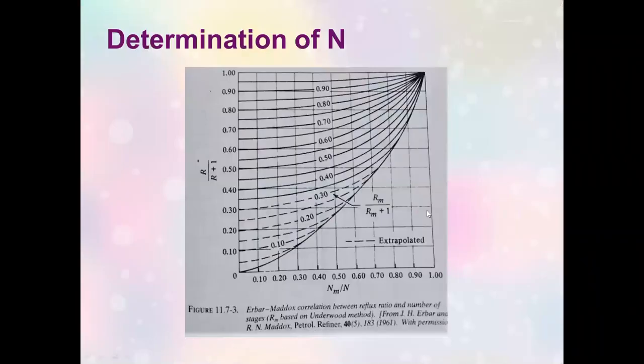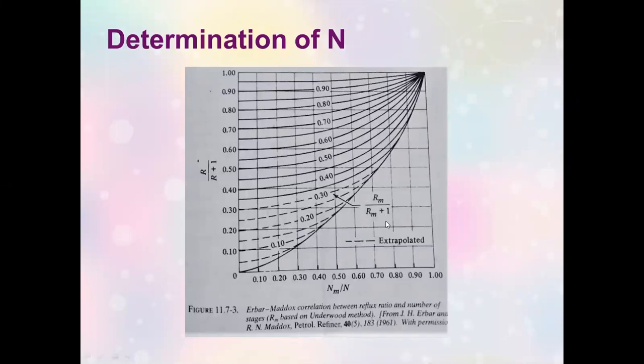Now, this one was taken from Gianco, please. In the graph, you see that on the horizontal axis, you have the NM over N. On the vertical axis, you have the reflux ratio R. And on the curves, you have values of Rm over Rm plus 1.